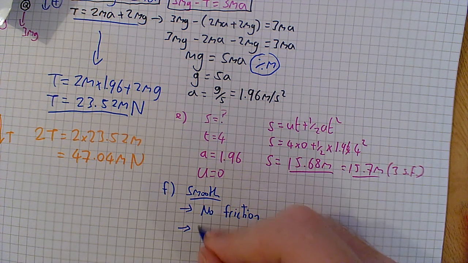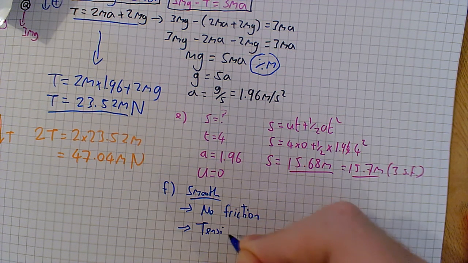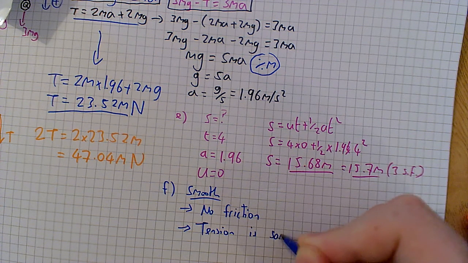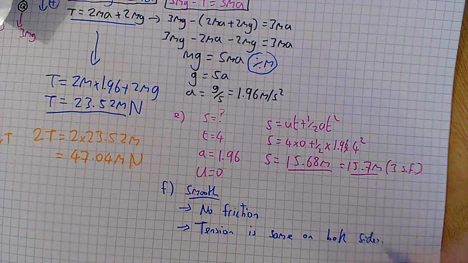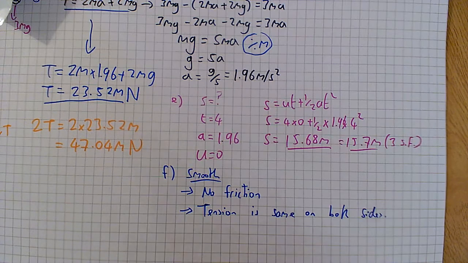So the assumption that it's smooth is that there's no friction, and importantly, that the tension is the same on both sides. Okay, again, that's a standard modelling assumption. It's always going to be a smooth pulley, and the answer is always going to be that the tension is the same on both sides of the pulley. Okay, that's example 13.